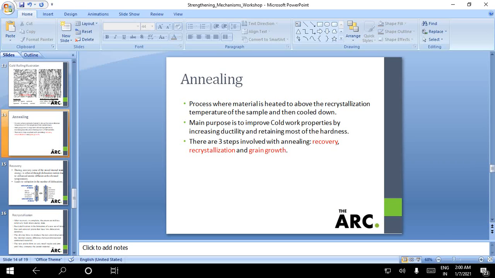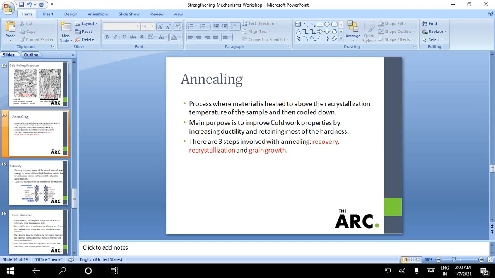So this is the last one, the annealing process. Normally in the annealing process, the material is heated above the crystallization temperature, and again we are going to cool it down. Initially we heat the material to high temperatures, normally above the critical temperature.